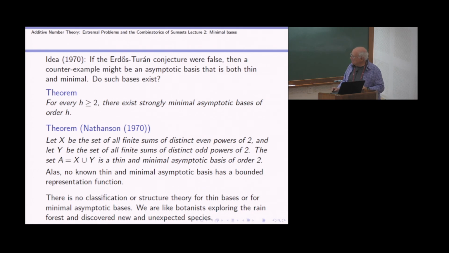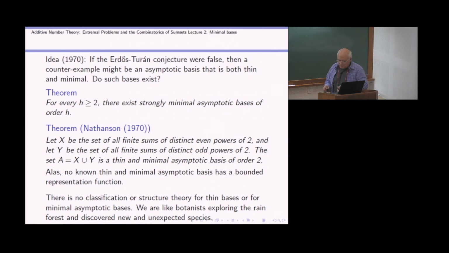Tomorrow I'm going to talk a little bit more about these extremal sets, minimal bases. On Wednesday, a dual notion, which is called a maximal non-basis, and then some theorems about oscillations between them. And then on Thursday, the multiplicative analog. There's a multiplicative analog of the Erdos-Turan conjecture.